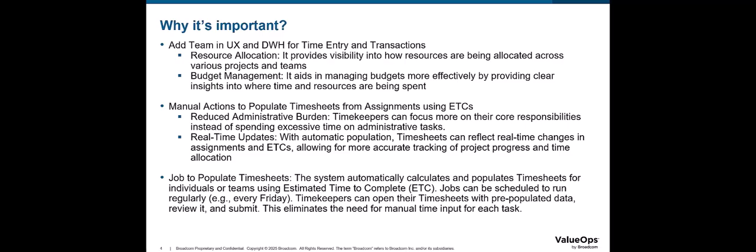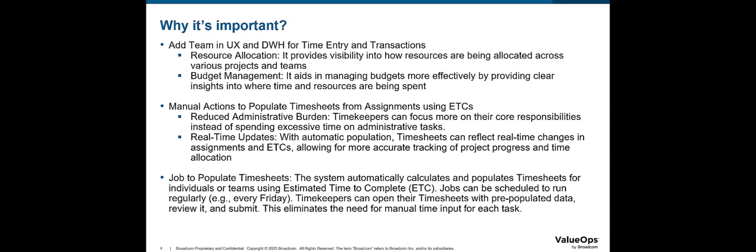Why is this important? Adding team as an attribute and the ability to calculate actual cost for timesheets based on a resource rate instead of a team rate when the user's team is assigned to the task helps with resource allocation, as it improves visibility into how resources are allocated across different projects and teams, helping managers make more informed decisions. It also supports better budget management by providing clear insights into where time and resources are being spent.